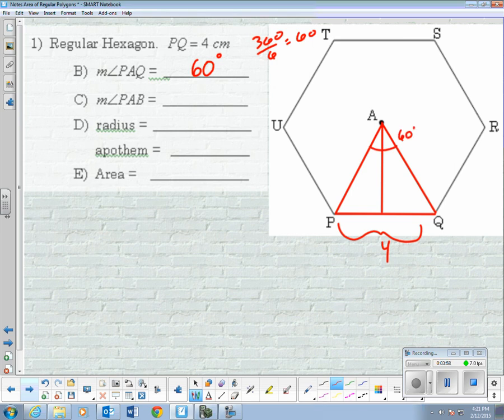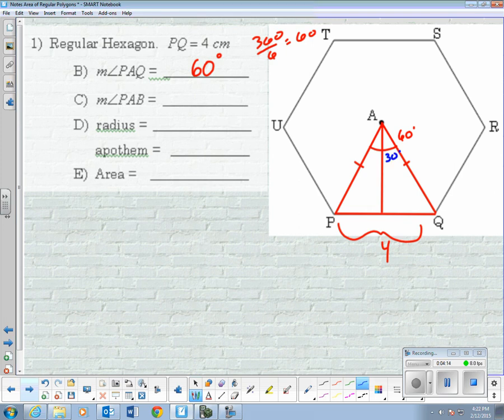Now, since this is a regular polygon and it has a radius, remember that these radii are the same. All radii in a circle are the same, so are all radii in a regular polygon. So if that's the same, then it takes that central angle and it bisects it.